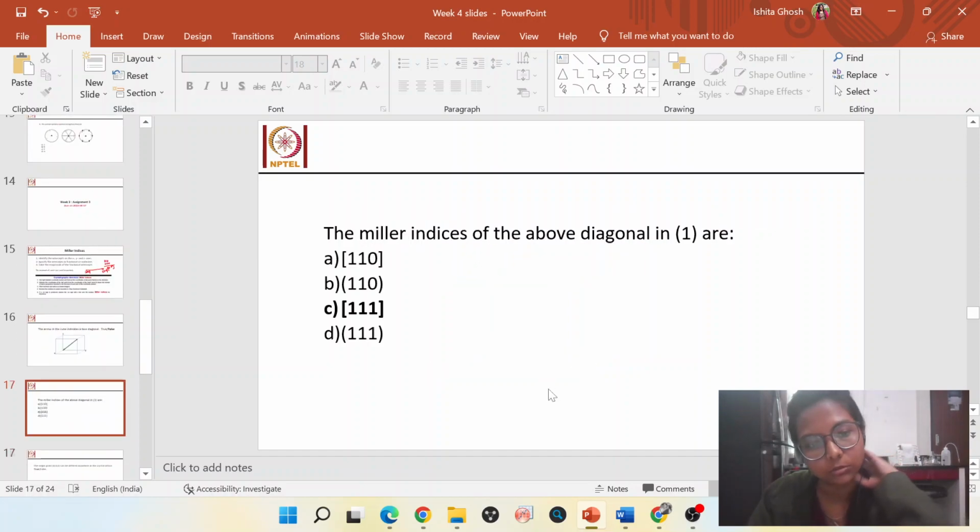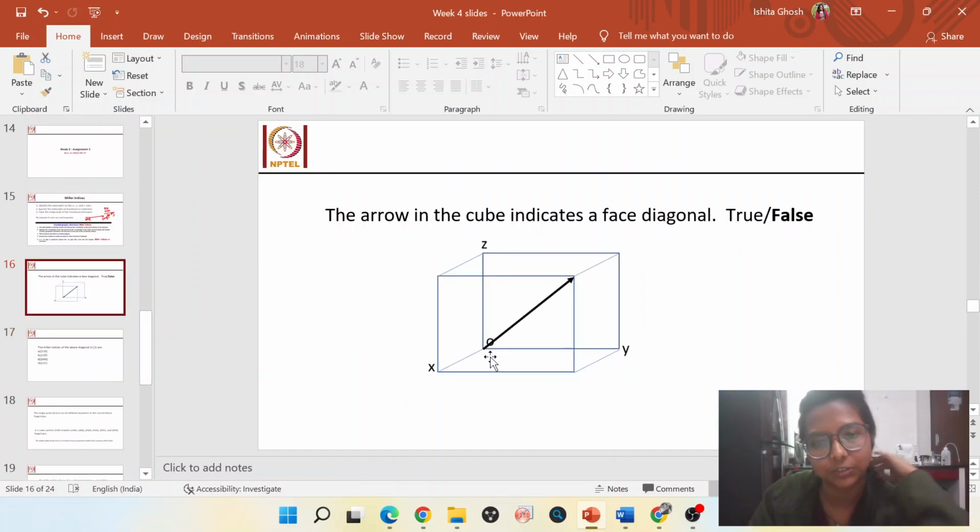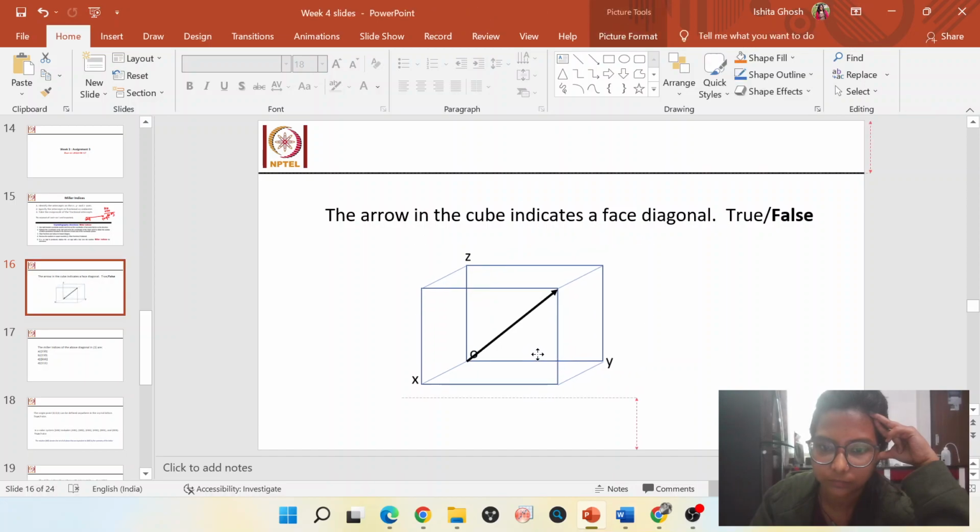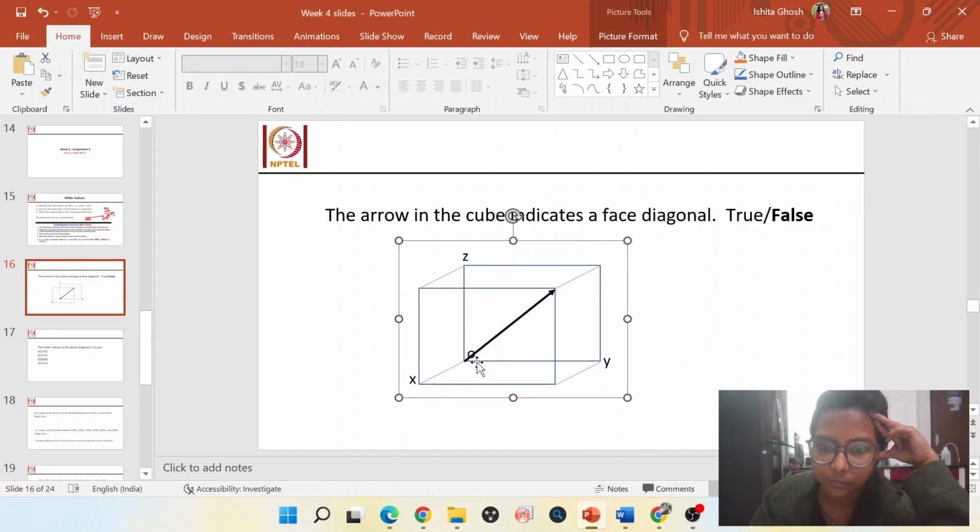Okay. So this is very easy. This is something which we have learned maybe in school. If this is the origin, then conventionally this is along the x, y, and z axis. So this is one face. But moving from here to here, we are going across the cube. It is like going across the room from the ground to the top. So this is not a face diagonal, right? This is a body diagonal.